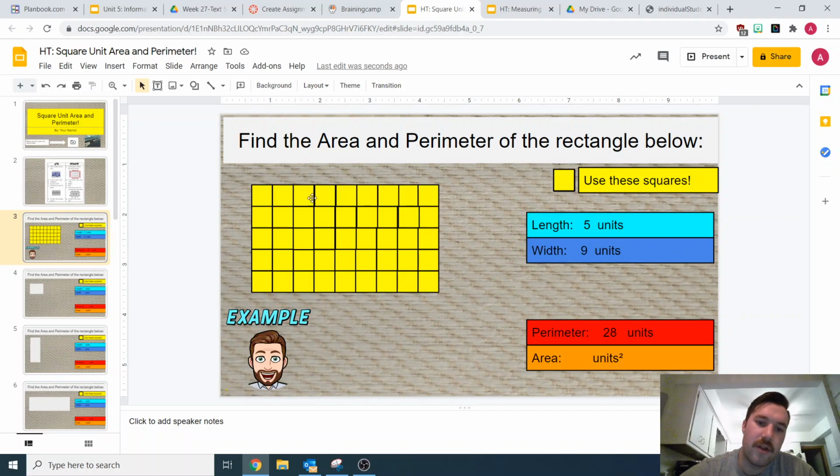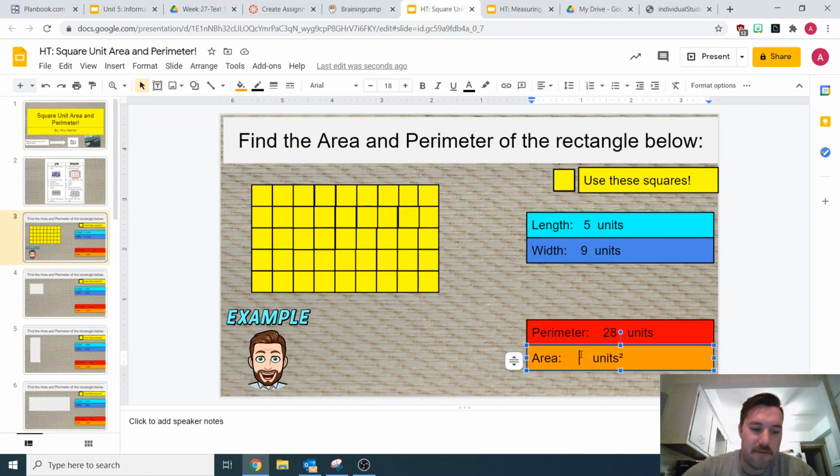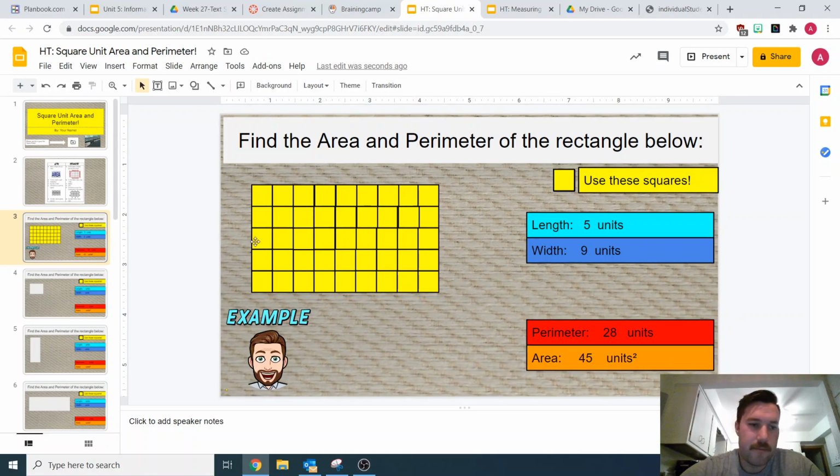Or I could count all of these. I've got 5 in each column: 5, 10, 15, 20, 25, 30, 35, 40, 45. So my area is 45 units squared. As you are doing this, you can just count, or if you want to challenge yourself a little bit, you can multiply the length times the width and then check it by counting the squares for the area. Perimeter is not how many squares are around, but it is the distance around the shape. So 9 plus 5 plus 9 plus 5 again would give me 28 units.